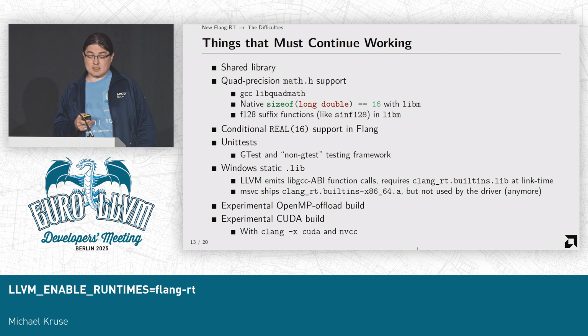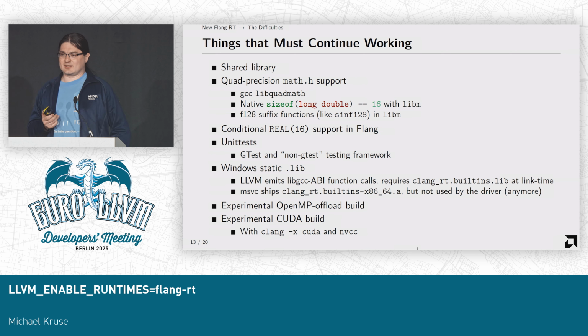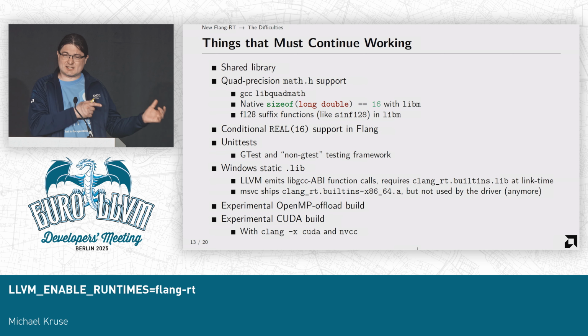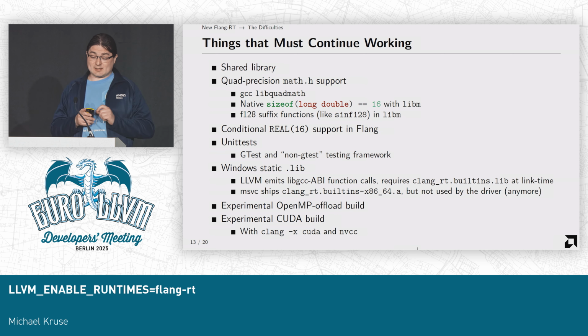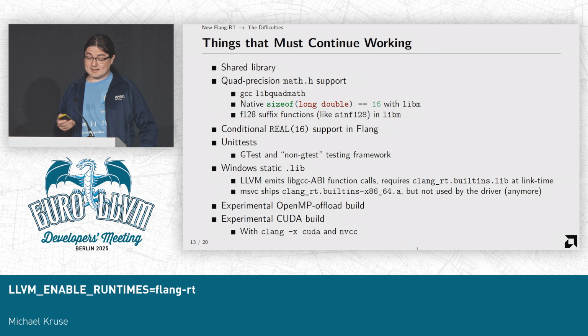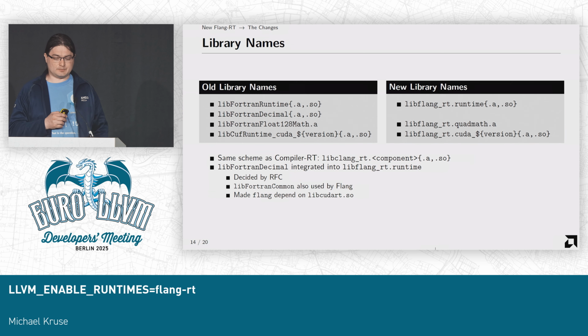There are also two kinds of unit testing frameworks. There is the GTest that all of LLVM uses, but there's also a custom non-GTest testing framework, which adds a bit of complexity because it's used by tests for the compiler as well as tests for the runtime. Windows is always its own topic, and there's the experimental CUDA support that I already mentioned, which compiles the runtime using NVCC, or can be built with NVCC, which is a bit unusual.